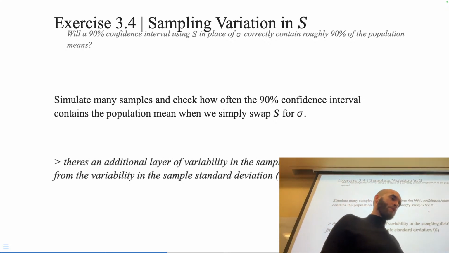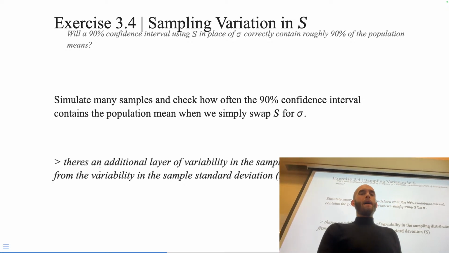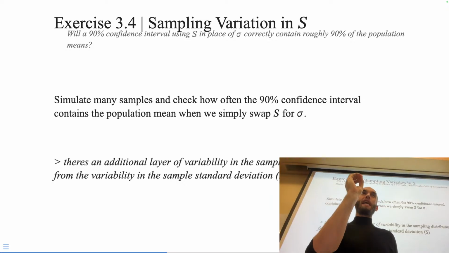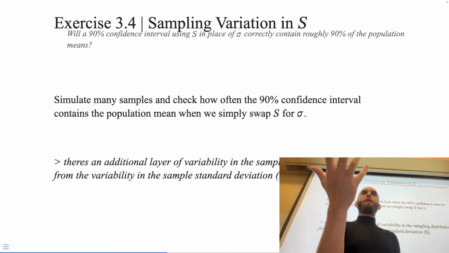But I'm just going to show you a picture of what happens when we do this like 1,000 times. The important idea here is that swapping in S for sigma introduces a second layer of variability. We have the variability in X bar. When we swap in S for sigma, this introduces a second layer of variability. And that kind of breaks our model.